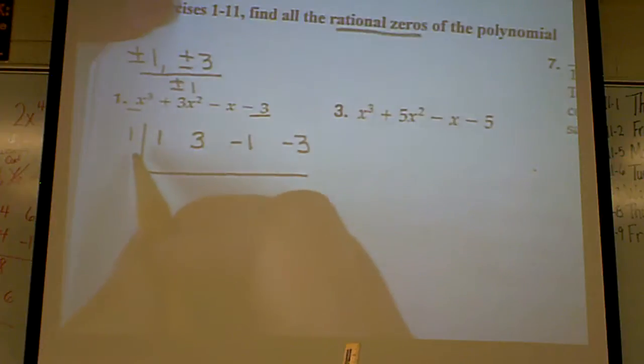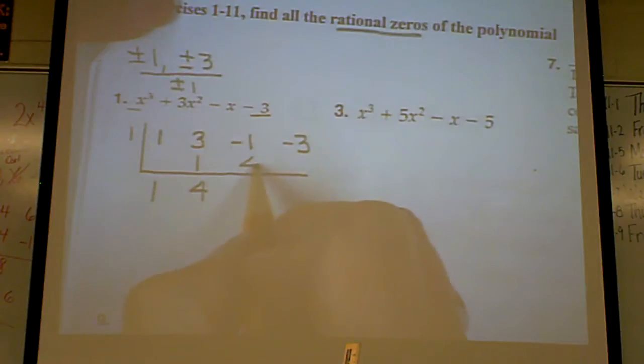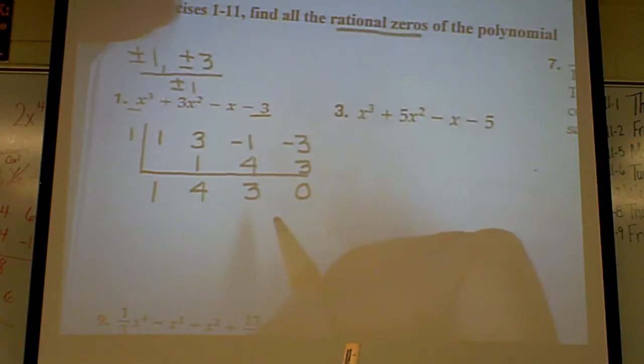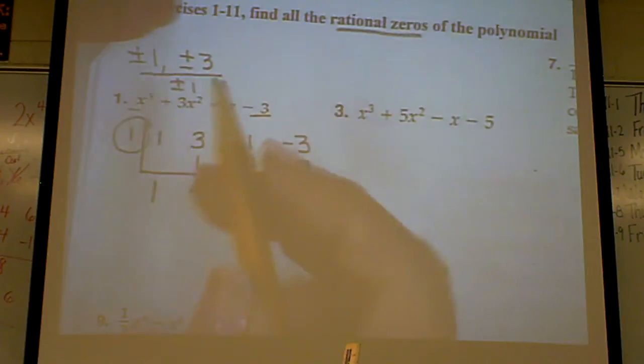Are you with me? Now, do what? Bring down the 1. Then multiply by 1, 1, 4. Then what? Multiply by 1, so it's 4, and then what? 3, 3. Okay, now what? Now that's your factor.